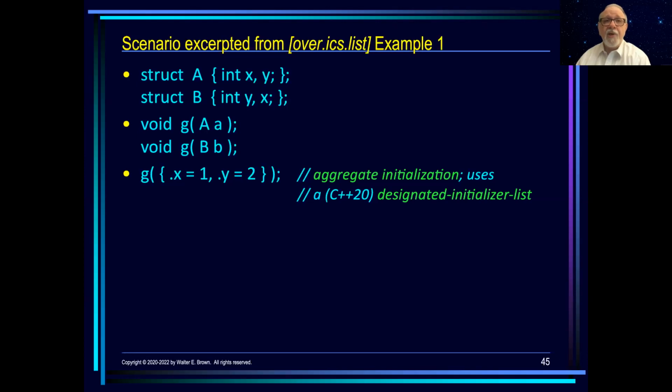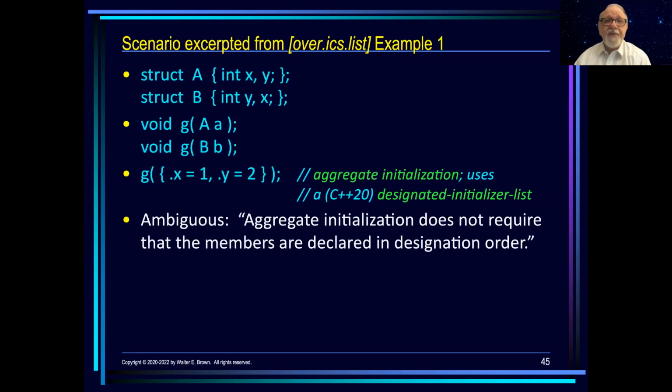So which one is being called? The G that takes an A or the G that takes a B? And I believe no matter what your answer is here, you may find the reason somewhat surprising. First of all, the answer is that the call is ambiguous, which I know several programmers have told me they find surprising. Nonetheless, this is ambiguous. And the rule which I'm quoting here is that aggregate initialization does not require that the members be declared in designation order.